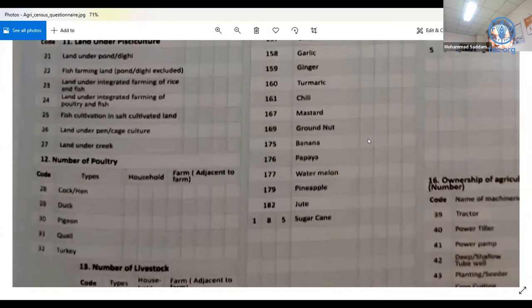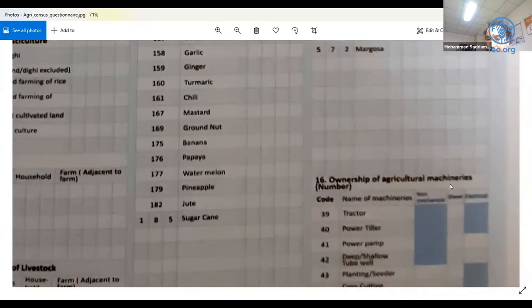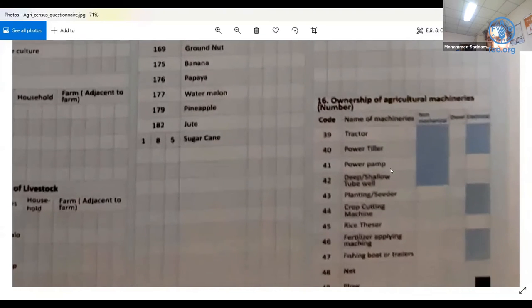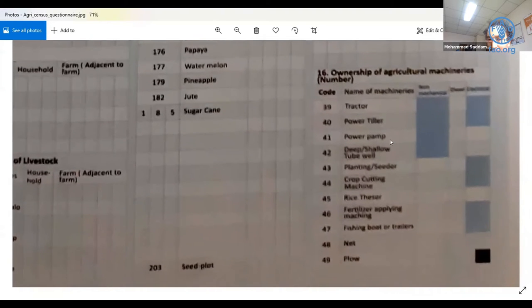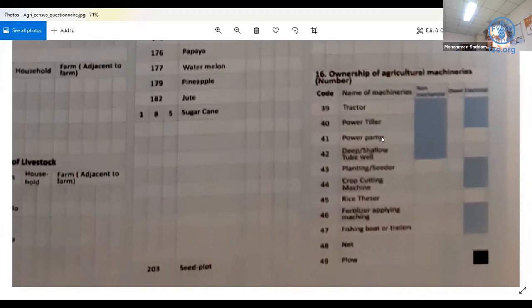See, this is the number 16, the ownership of the agriculture machineries. Some of the agriculture machineries are used by the households. So we collected data regarding the ownership of those machineries, like the tractor or tiller. These are the machineries that are used in our country.